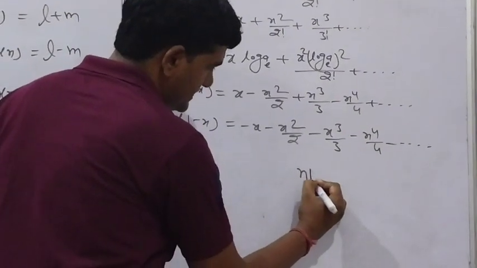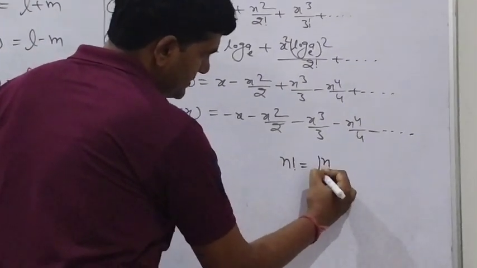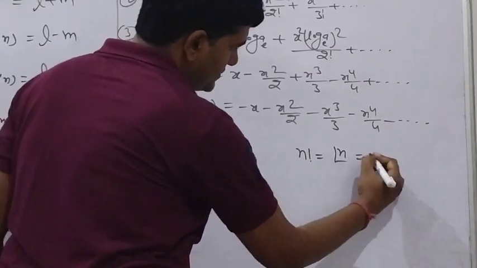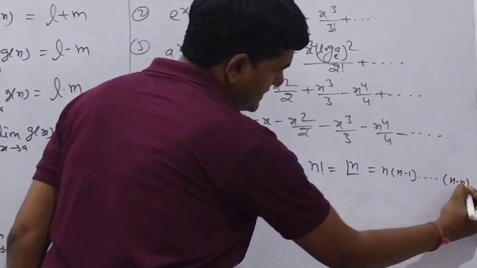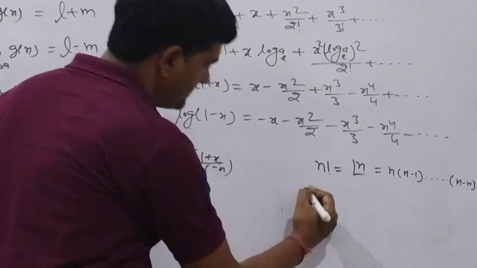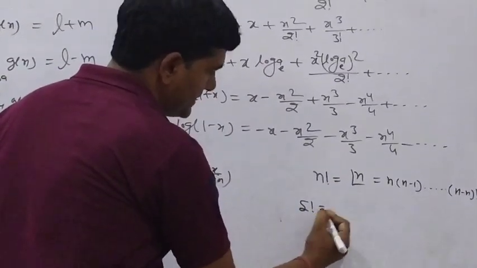If factorial means this symbol, or we can also put this symbol here, it is equal to n into (n minus 1) and so on, up to the last one, n minus n, factorial. Clear? Example, suppose here 5 factorial. How can we break it?